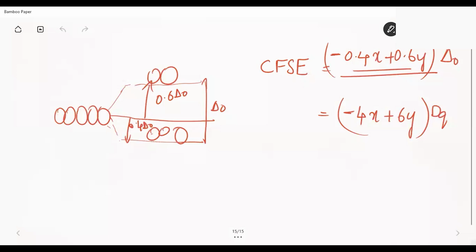Now we will discuss about what? We will discuss about tetrahedral field. Octahedral field is clear, I hope you get it. Now moving to tetrahedral. It is just the opposite of octahedral. Very simple.